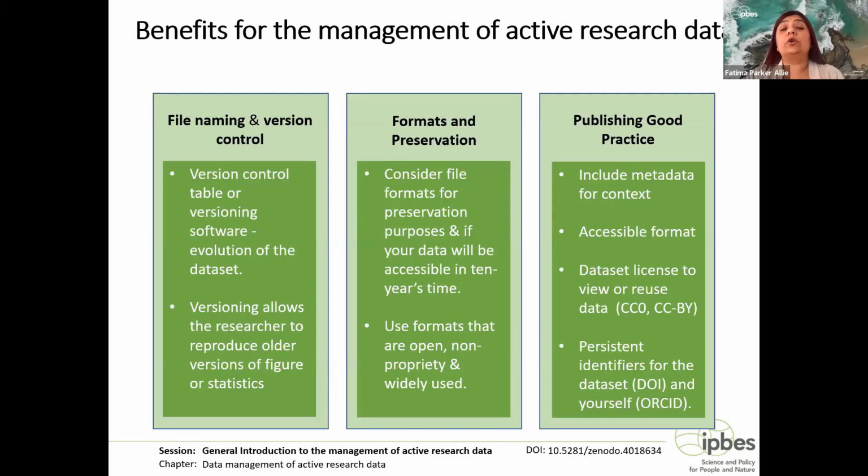And then in conclusion, aspects such as file naming and version control are also really important. Version control tables and versioning software can be used so that the evolution of datasets can be understood. Versioning also allows researchers to use or to reproduce older versions of figures and statistics.